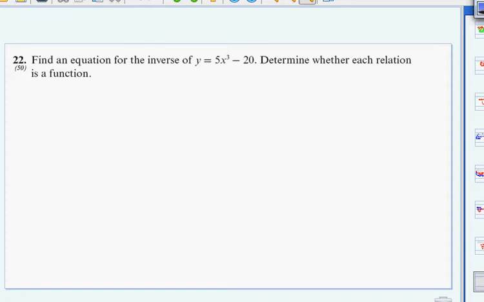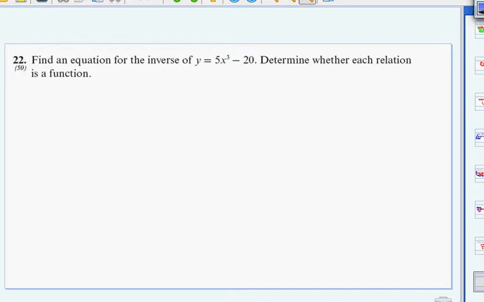I suppose by now you can always tell that I'm going to use Desmos in the video because the screen is a little bit bigger and has more stuff on it. And yes, we are going to use Desmos. It says find an equation for the inverse of y equals 5x to the third minus 20.